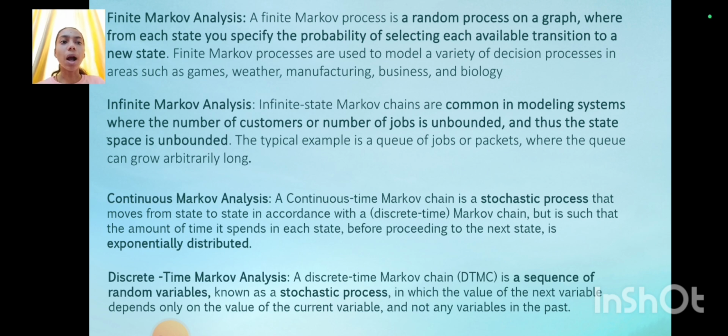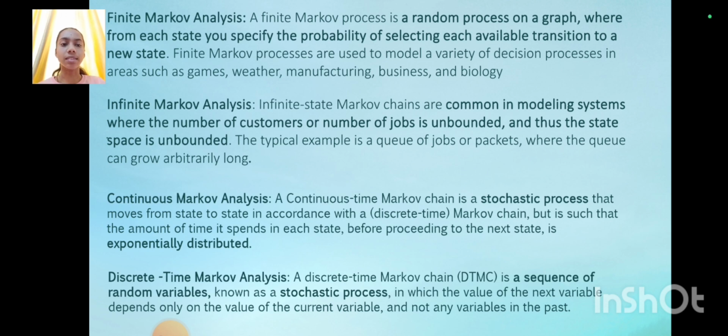Infinite Markov analysis. Infinite state Markov chains are common in modeling systems where the number of customers or number of jobs is unbounded, and thus the state space is unbounded. The typical example is a queue of jobs or packets where the queue can grow arbitrarily long.